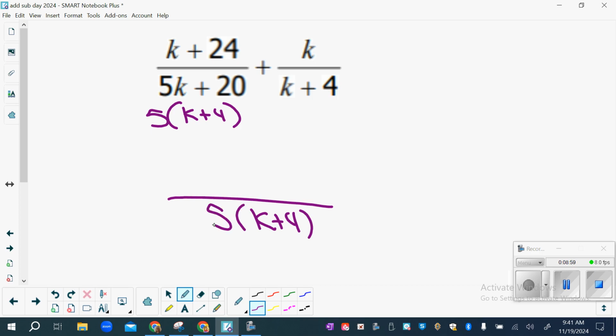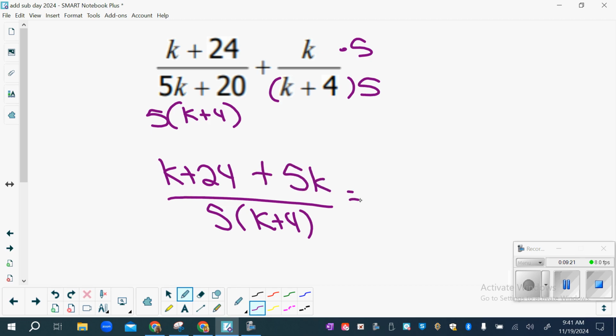So now I'm going to go and say, what does this guy need to look like this guy? Nothing. So just bring down your k plus 4. What does this guy need to look like this guy? He's missing the 5. Give this guy a 5 and this guy a 5. Plus 5k. So here's what I'm going to tell you, my sweet potatoes. Clean up this thing and then factor it, because you got some good canceling here.